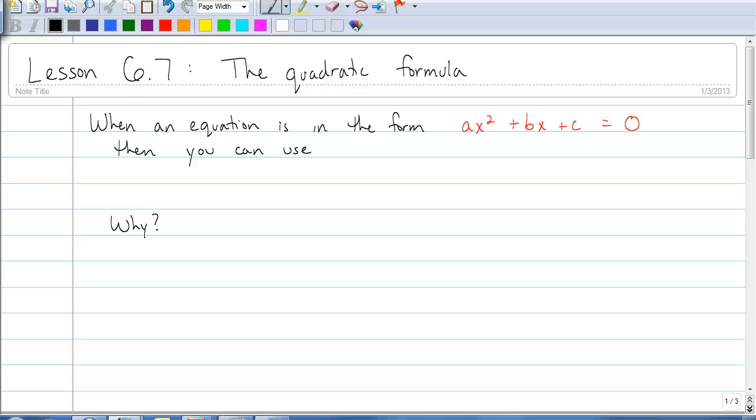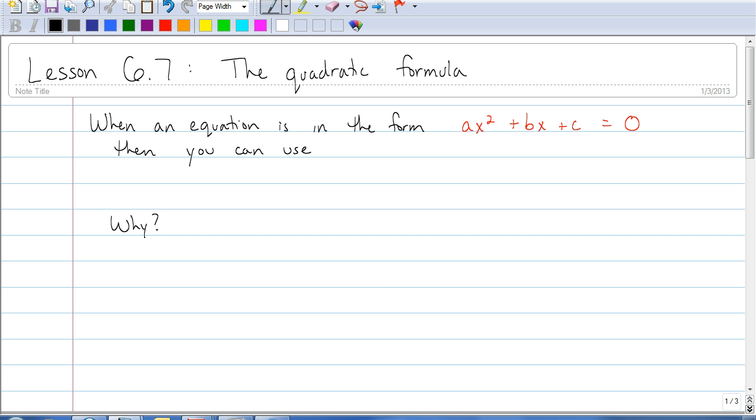Okay, in this lesson we're going to be using something that you're familiar with, something that you've seen before, but it's the quadratic formula. Now, some students are familiar with the quadratic formula, but they have no idea why or how or when we use it.